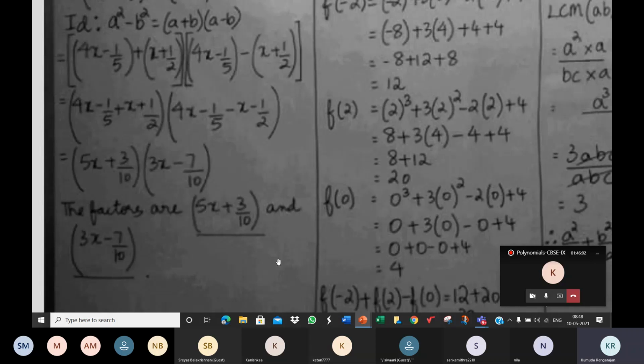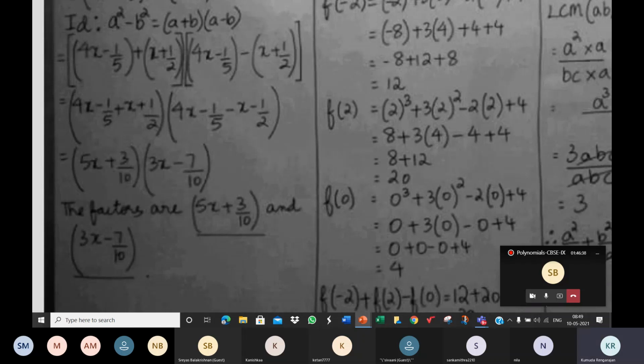Tell me, from which angle is it difficult? See, when we are discussing, I actually did it with a minus b the whole square and a plus b the whole square. But I got a different answer, ma'am. Yeah, tell me, what did you get? Ma'am, I got 40x square plus 1 minus 40x. Where did the fractions go away?